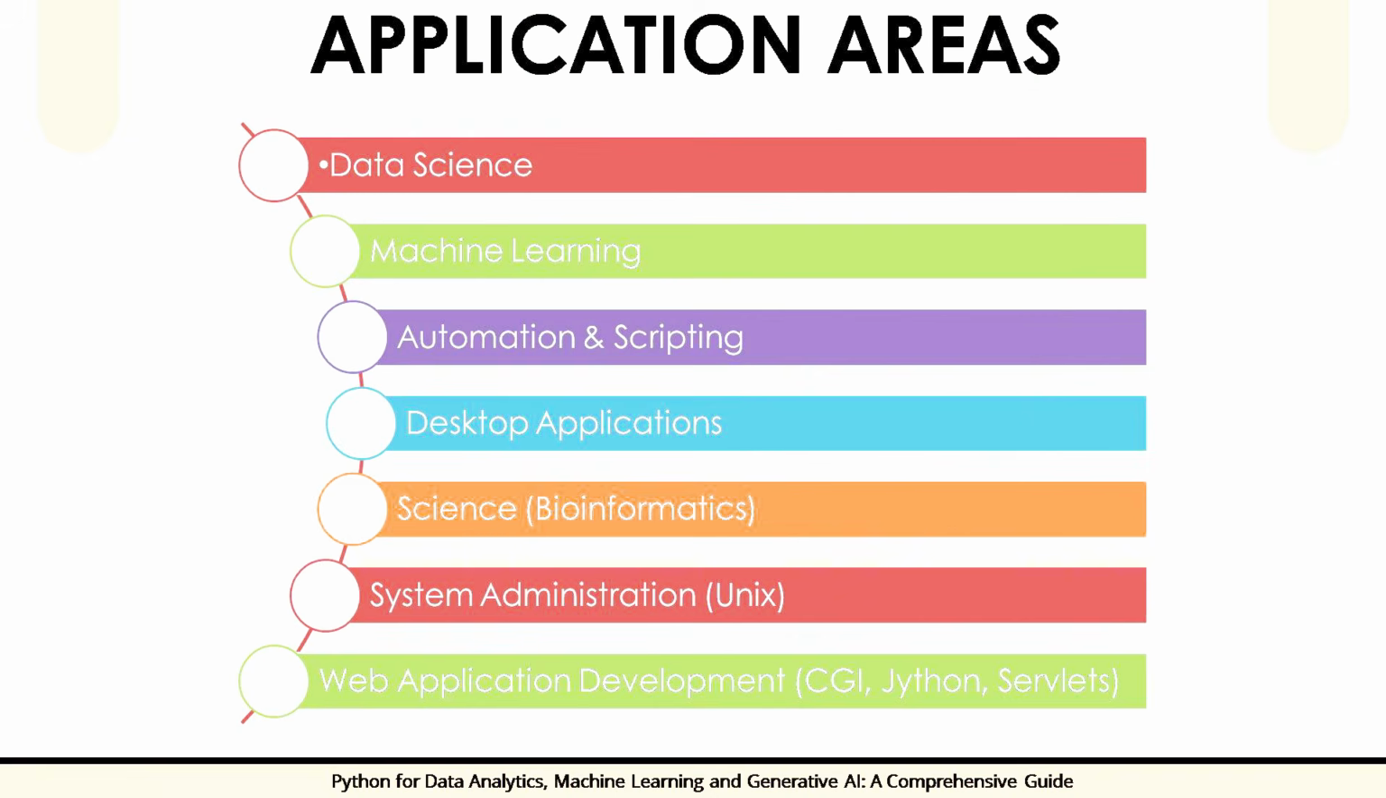Python can be used in many exciting areas. In data science, it helps us analyze and visualize data to find useful patterns. In machine learning, Python is used to build smart programs that can learn from data, like predicting trends or recognizing images. It is also great for automation and scripting, which means writing small programs to do repetitive tasks automatically.